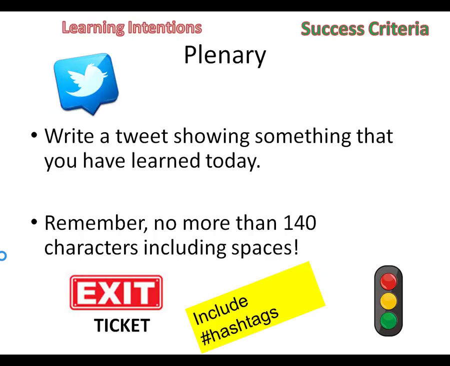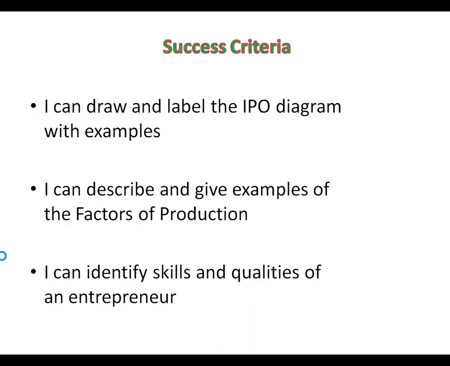So let's finish up with a little plenary where you can write a tweet showing something that you've learned today. Please include some hashtags. Success criteria. I can draw and label the IPO diagram with examples. Remember, input, process, output. The example of oil is very easy to use, but there's loads of things you can do. You can come up with your own ideas.